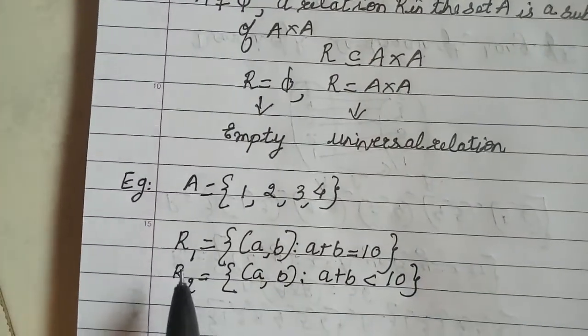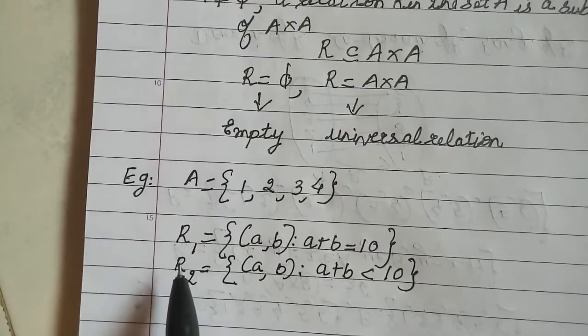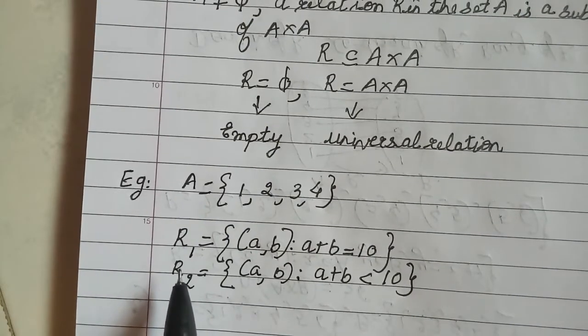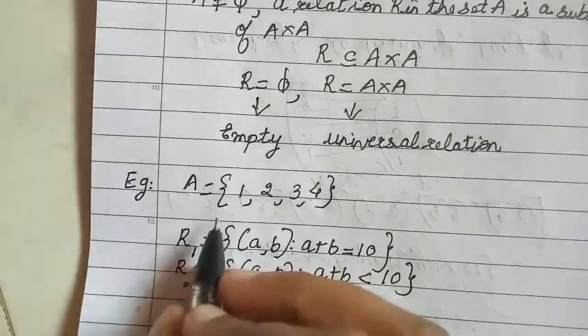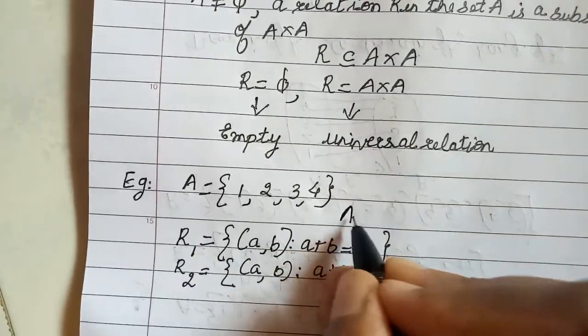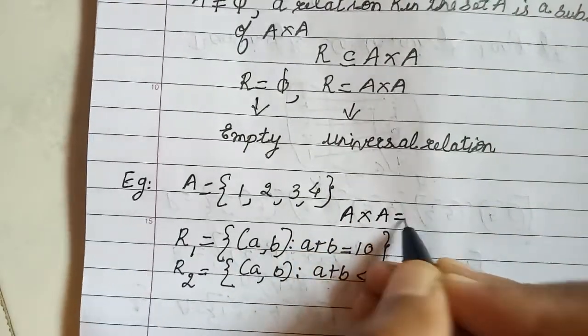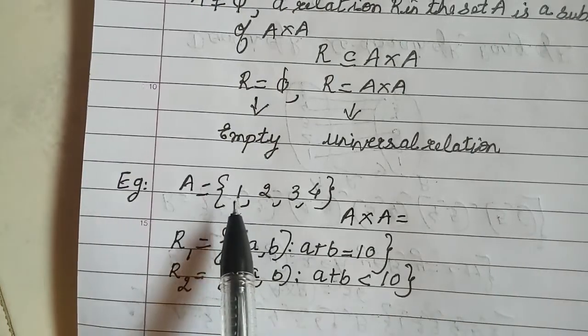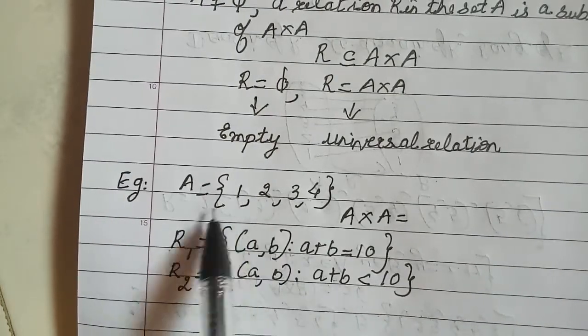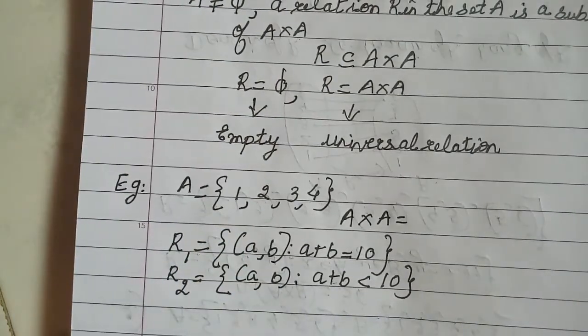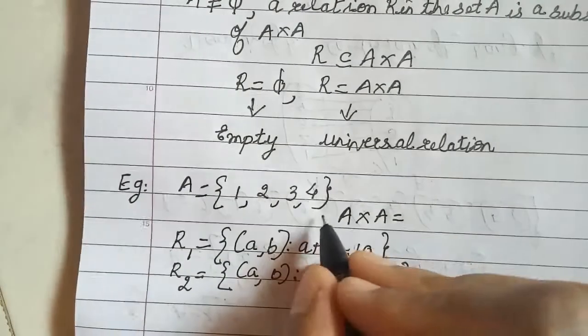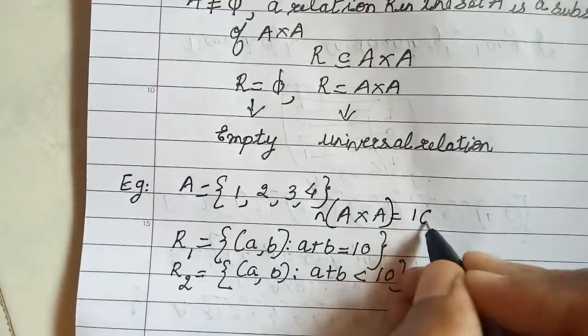If you see in my first relation, children, if I pick any elements from the set A, you know that the relation here is defined on A cross A. So I can have all elements of the type A with A: (1, 1), (1, 2), (1, 3), (1, 4) like that. All elements are possible. Total elements in A cross A will be 16 elements, right? A cross A will be having how many elements? It will be having 16 elements.